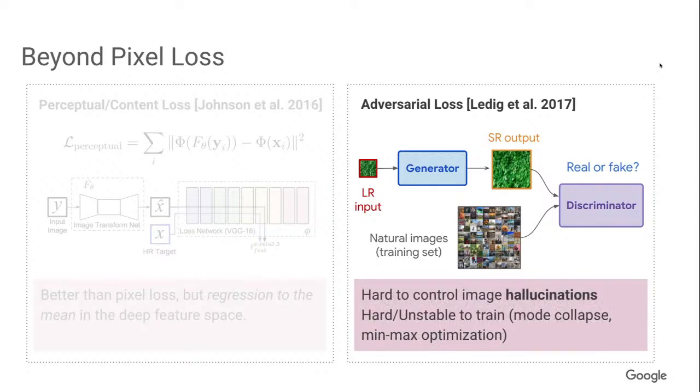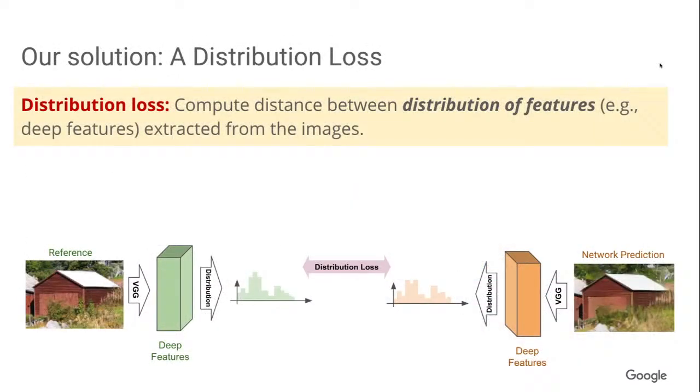The adversarial loss produces high-quality, realistic results, but it's hard to control the hallucinated content since it's not a preference-based distance, but a distance to the full manifold. Additionally, training might be unstable due to required minimax alternative optimization. Our solution is to adopt a loss function that penalizes the distance between deep feature distributions from the network predicted image and the reference one.